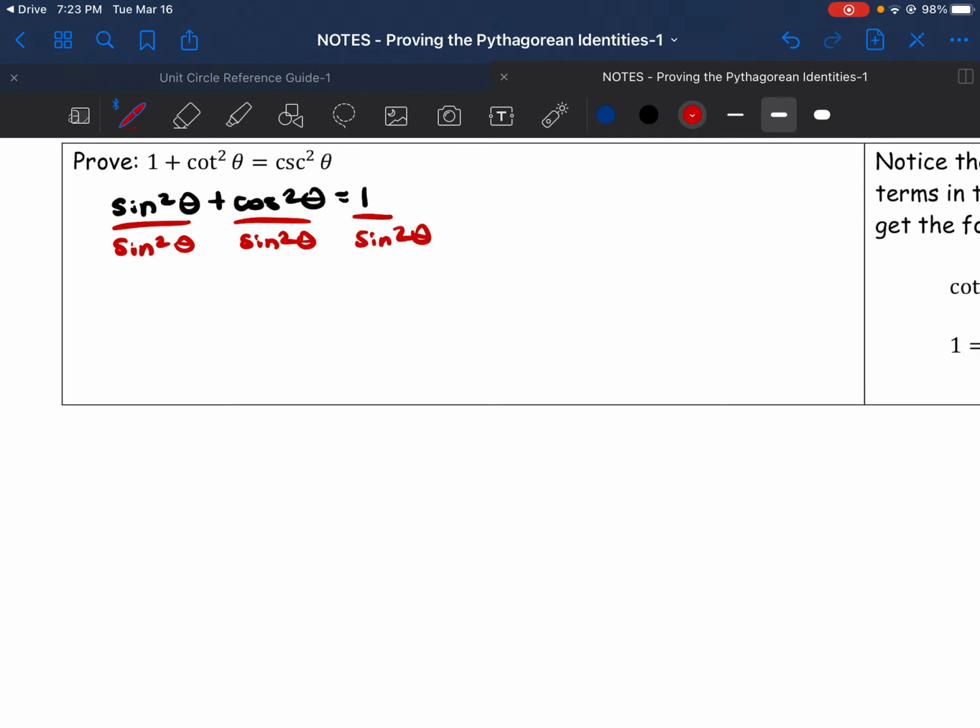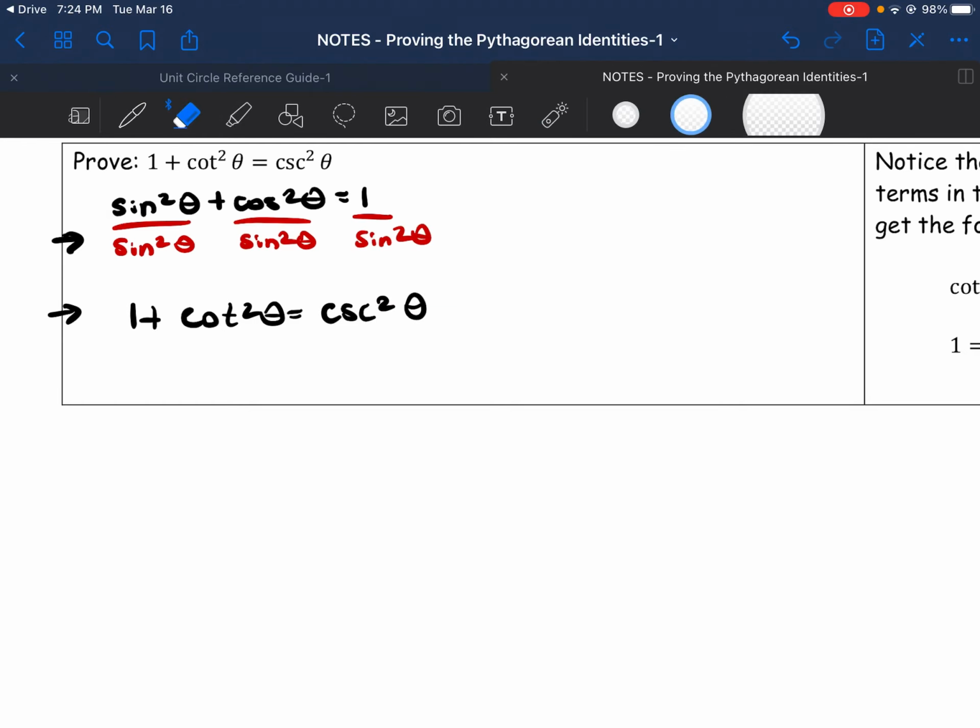Again, we have to divide everything by the same term because we need to maintain the balance of the equation. So let's see what happens here. All right, well, sine squared over sine squared, that's going to cancel to give you 1. We know that cosine over sine is another way to write cotangent. So cosine squared theta over sine squared theta is going to be cotangent squared theta. And we know that 1 over sine is cosecant, so 1 over sine squared of theta is going to be cosecant squared theta, which is the exact result that we wanted to prove.